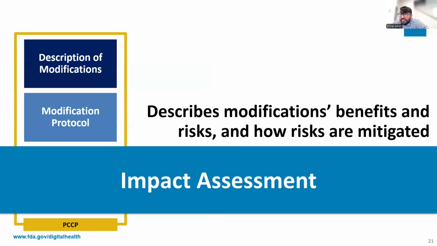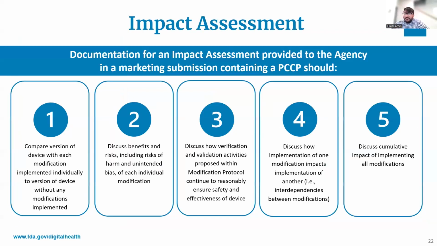The third component is the impact assessment, and this describes the proposed modifications, benefits, and risks, as well as how the risks are mitigated. An impact assessment in the PCCP is a documentation of the assessment of the benefits and risks, as well as the mitigation of those risks.